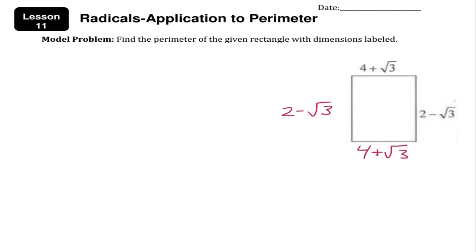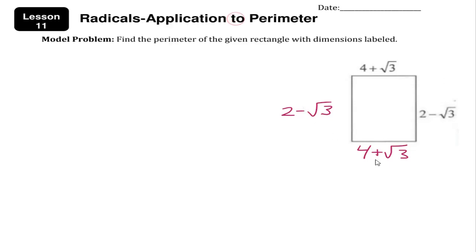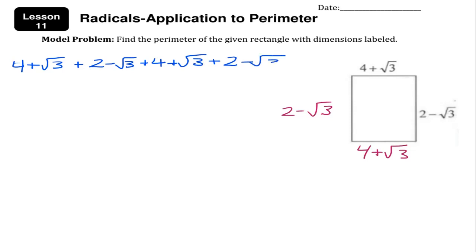Now what I'm going to do, I'm just going to change colors so that we don't get confused with the two colors that I'm using with this work. What I want to show over here is I'm going to write a really long addition problem showing that I'm adding all 4 sides of this rectangle. Here's my top. I'm going to add on the right side, I'm going to add on the bottom, and I'm going to add on the left side. So I have all 4 sides of my rectangle.